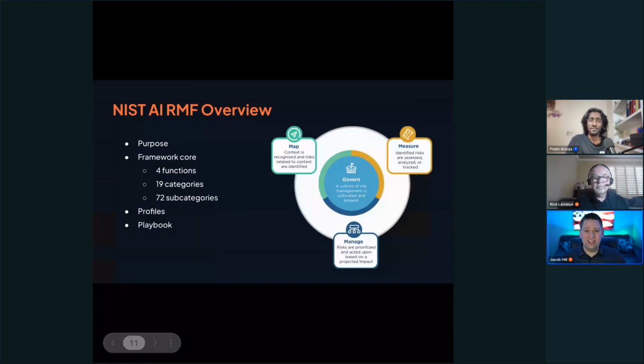You'll notice that the NIST AI RMF is very similar to the NIST CSF, which we'll discuss in a moment. The framework core has 4 functions, 19 categories, and 72 subcategories. The functions are high-level groupings, which include govern, map, measure, and manage. Govern is a cross-cutting function that is infused throughout AI risk management and enables the other functions of the process.